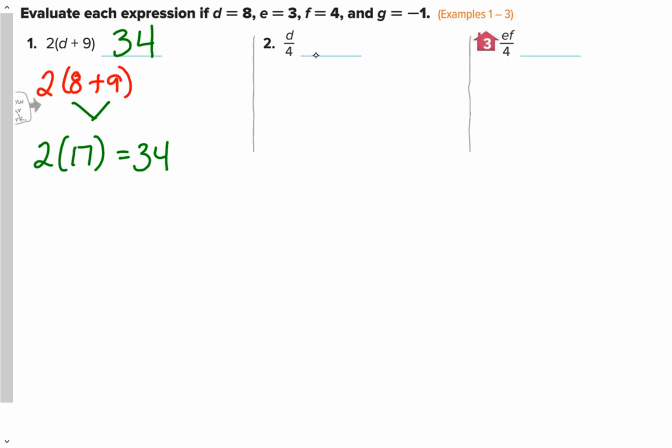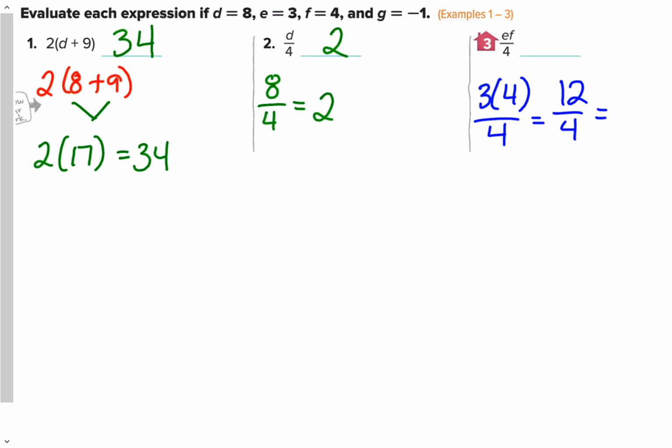Okay, d is 8, so 8 over 4, that's going to equal 2. EF, when two variables are together and there's no symbol, that just means multiplication. So it's going to be 3 times 4 over 4. 3 times 4 is 12 over 4. That equals 3.